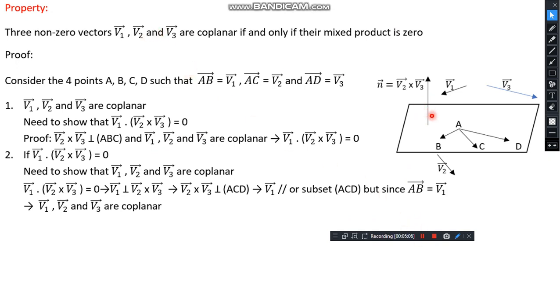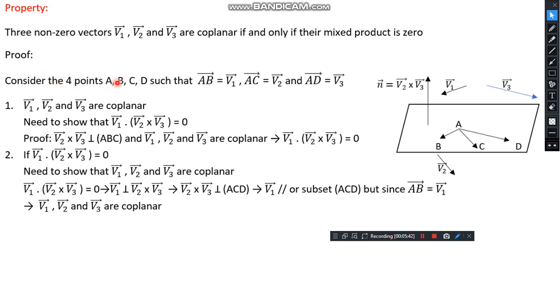We proved before, if 4 points are coplanar, their mixed product is zero because we don't have a volume of the parallelepiped in that case. Now, suppose we have three vectors, v1, v2, v3. They are coplanar if and only if their mixed product is zero. We need to prove that. We have if and only if. Implies, we need to show if the three vectors are coplanar, their mixed product is zero. Or if their mixed product is zero, we need to show that the three vectors are coplanar.